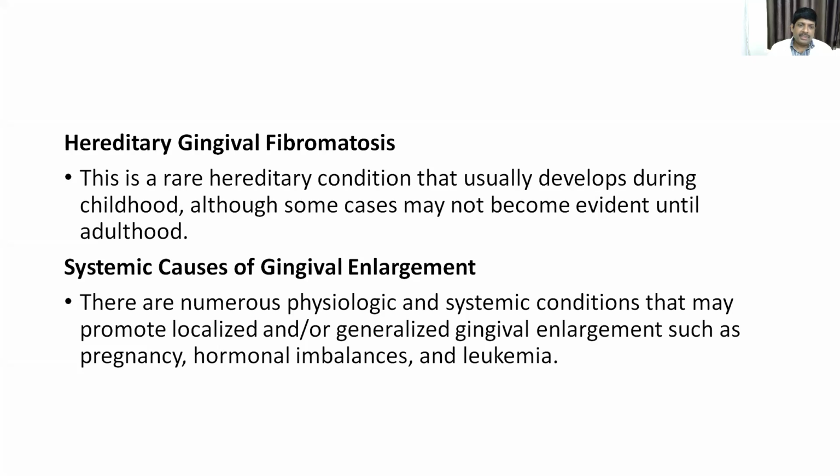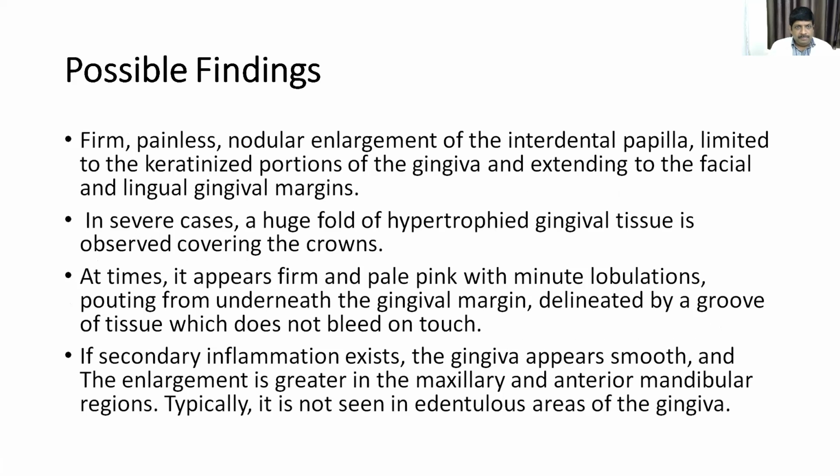The next is systemic causes of gingival enlargement. There are numerous physiological and systemic conditions that may promote localized and/or generalized gingival enlargement, such as pregnancy, hormonal imbalance, and leukemia. So these are the systemic causes for gingival enlargement. What are the possible findings? Painless nodular enlargement of the interdental papilla, limited to the keratinized portion of gingiva, and it extends to the facial and lingual gingival margins.